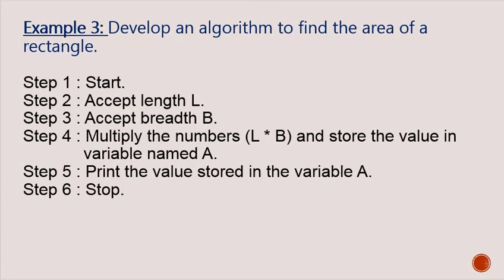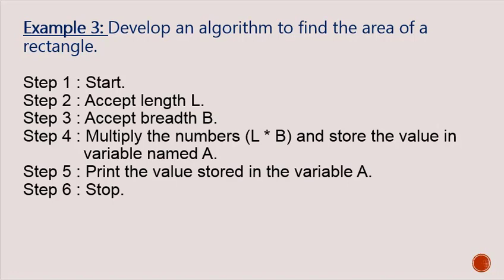Our third example is to develop an algorithm to find the area of a rectangle. The logic is that we have to accept the length and breadth of the rectangle. Then, according to the formula, we multiply the length and breadth to calculate the area. Finally we print the area, the multiplication result. In this way we will solve the algorithm. Again, it is an example of the sequence construct.